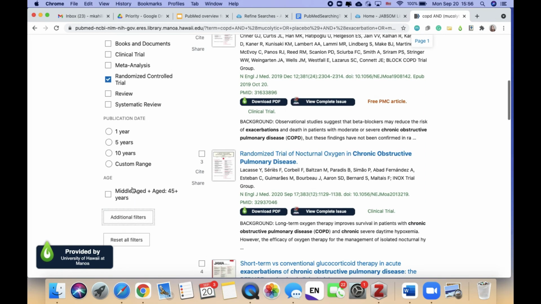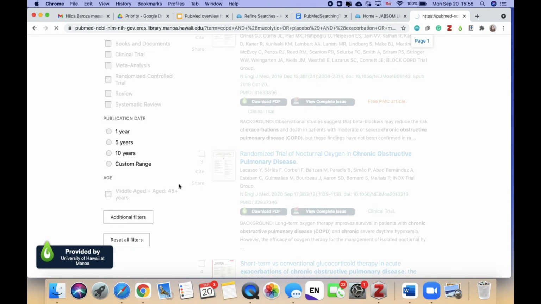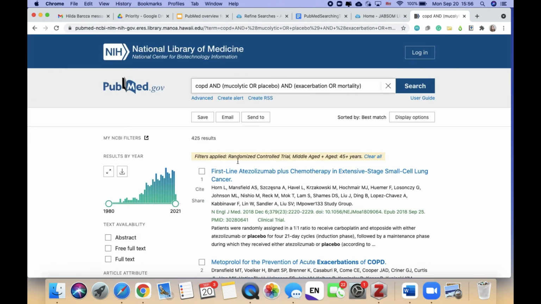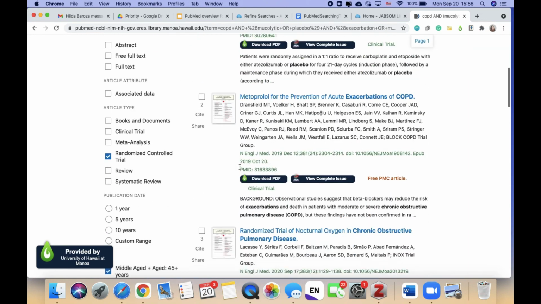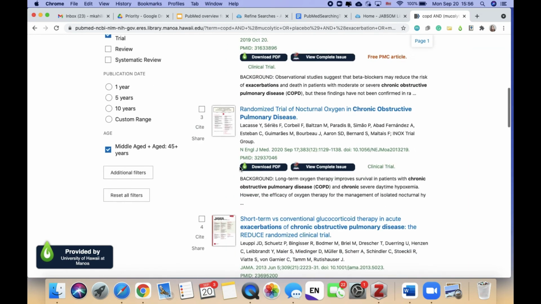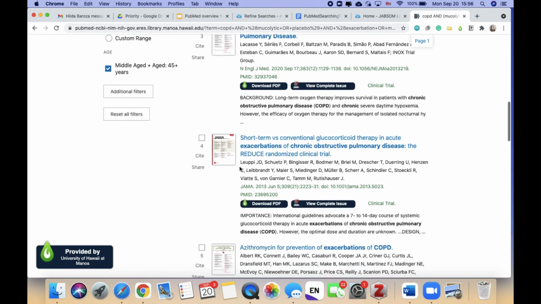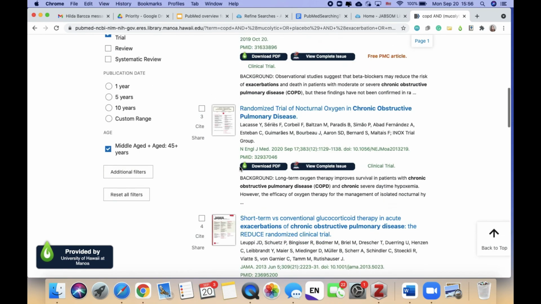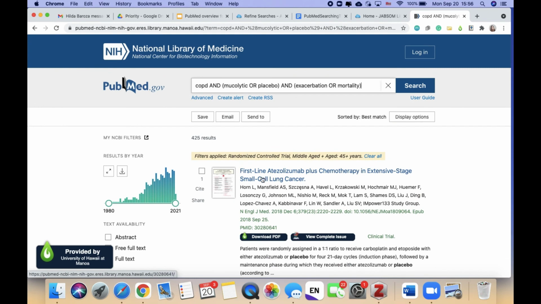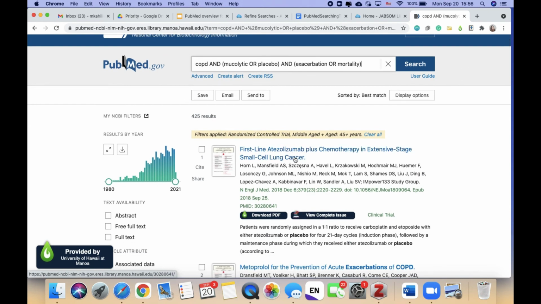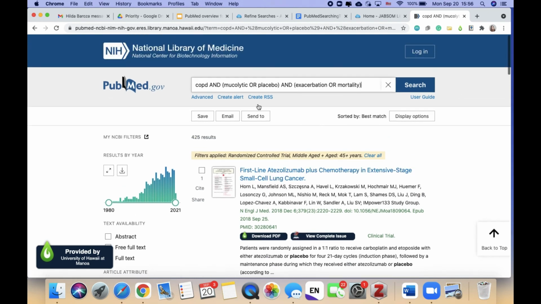So now the middle-aged filter here, it's shown, but I still need to actually click on it to activate it. So 425 results. It could still seem like too many results to go through. This is a lot of clinical trials, so this is where maybe for this certain question there is a specific mucolytic that I'm interested in, and that might help me to narrow this down further.